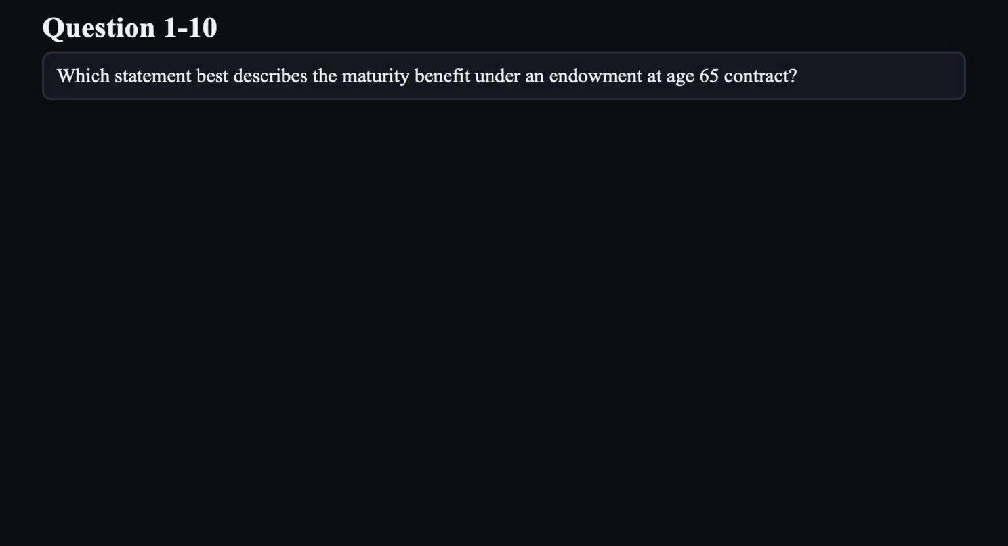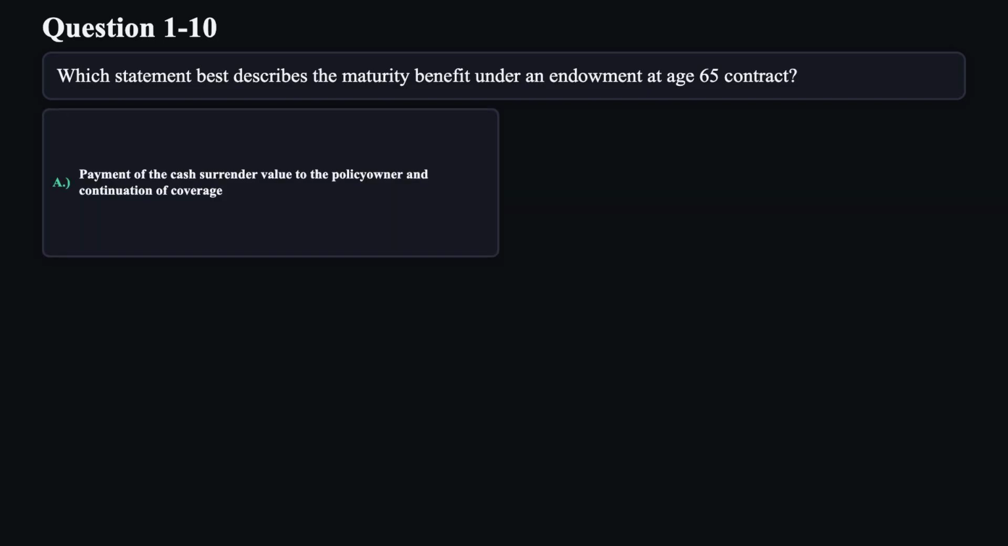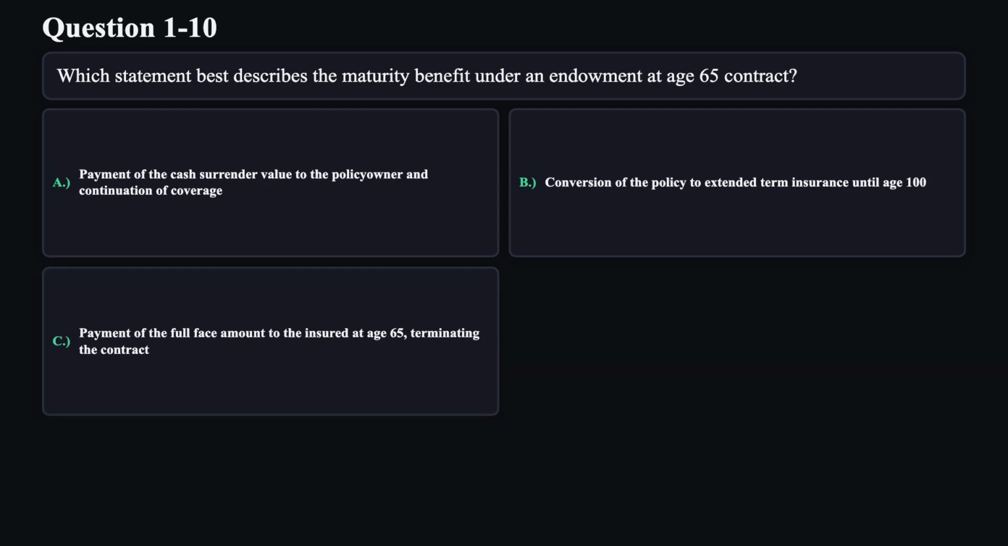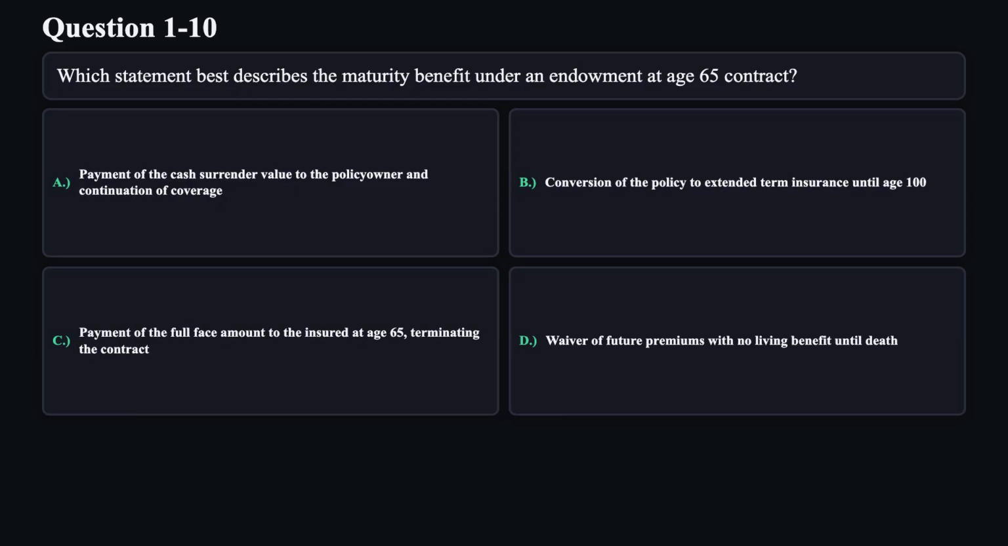Question 10. Which statement best describes the maturity benefit under an endowment at age 65 contract? A. Payment of the cash surrender value to the policy owner and continuation of coverage. B. Conversion of the policy to extended term insurance until age 100. C. Payment of the full face amount to the insured at age 65, terminating the contract. D. Waiver of future premiums with no living benefit until death.